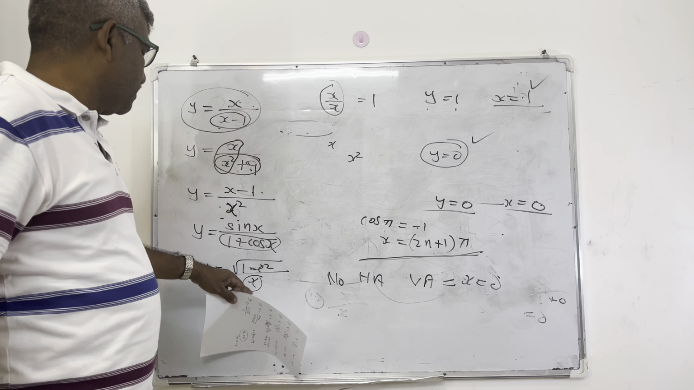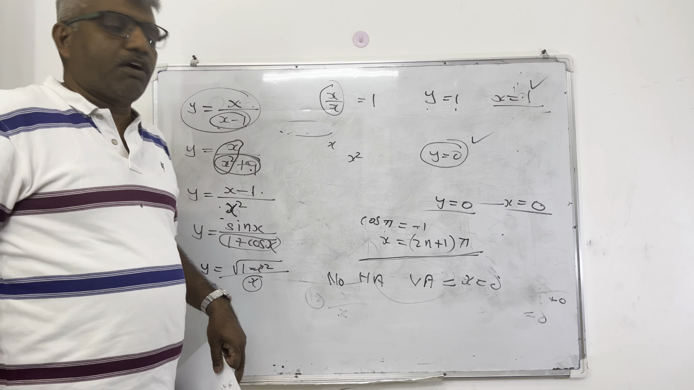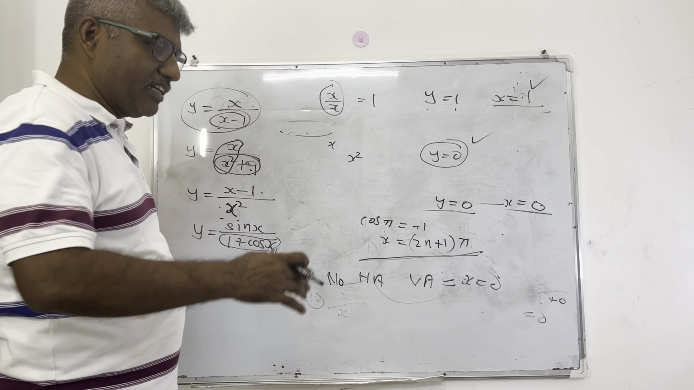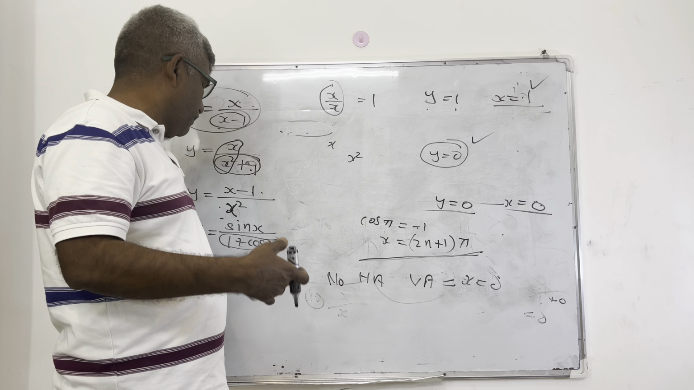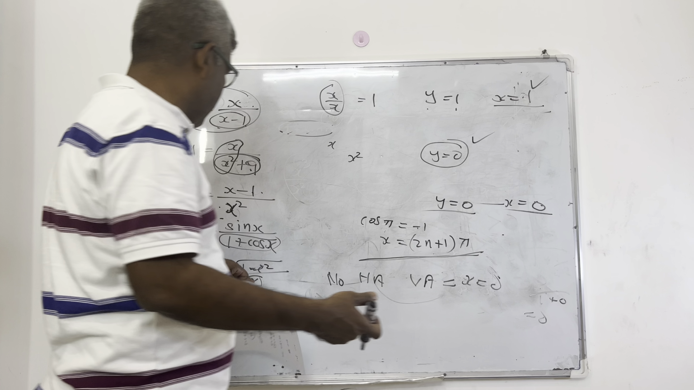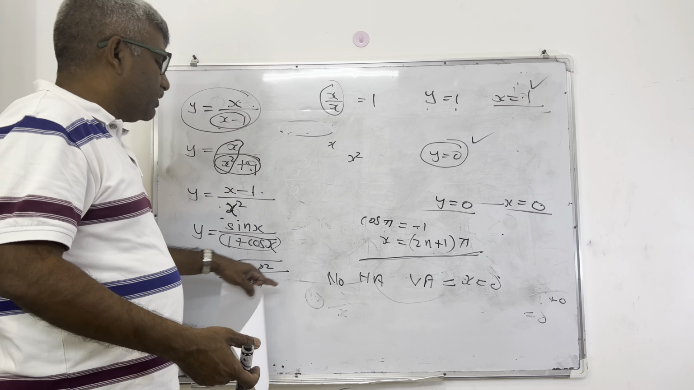Then the last question, square root of 1 minus x squared over x. Even though x squared appears in the numerator as 1 minus x squared, there is no horizontal asymptote. The vertical asymptote will be x equal to 0.